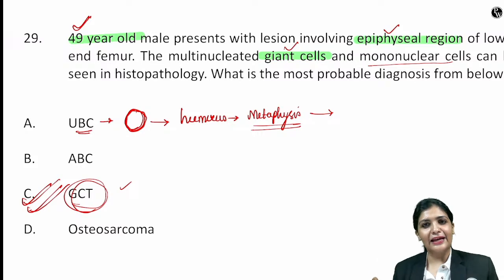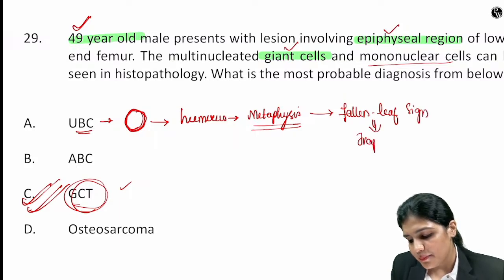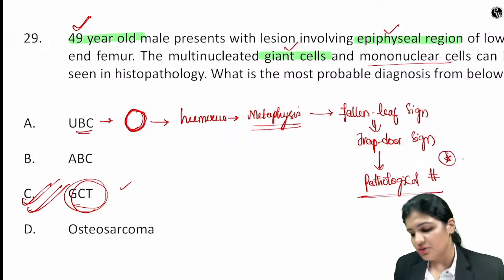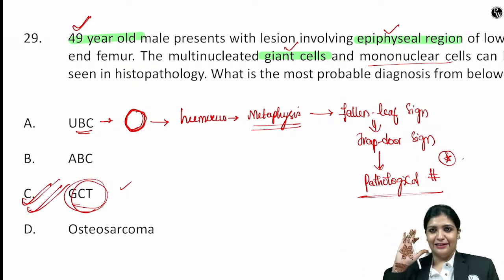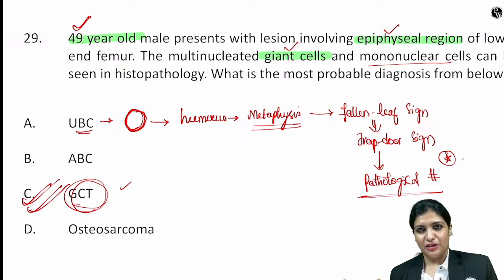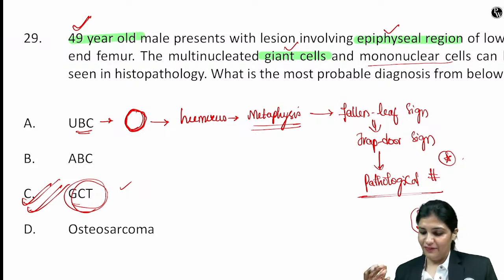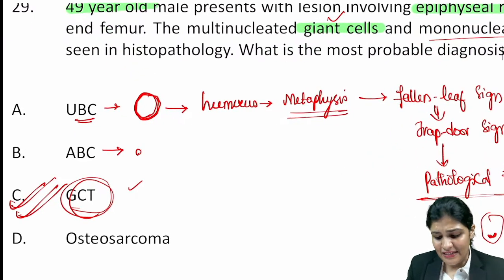And what is the sign which you see here? Fallen leaf sign, or the trapdoor sign, which you see in case of UBC, where there is a pathological fracture associated with the UBC. On the X-ray you see a radiolucent area, which is an indication of the cyst. Then there is a pathological fracture, and you see a small fragment inside, which is called the fallen leaf sign or trapdoor sign in UBC. Next comes your ABC. It is somewhat aggressive, right?